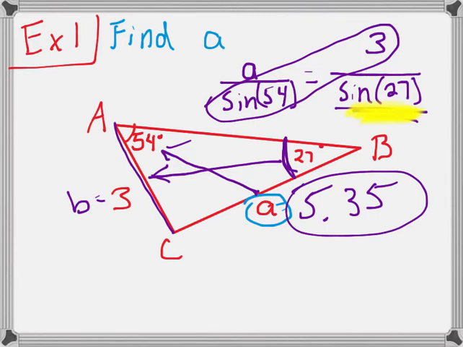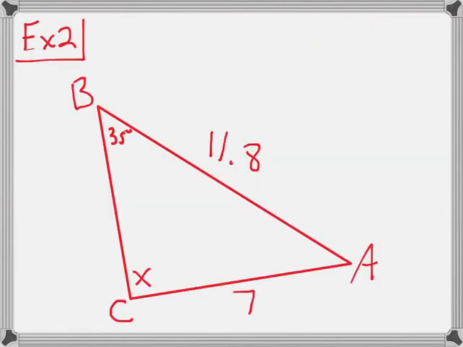Okay, I didn't give you any dimensions. Let's look at one more example real quick. This time they want you to find an angle. Same thing, we've got to find whatever's missing, which is angle C. So we need to find angle C.